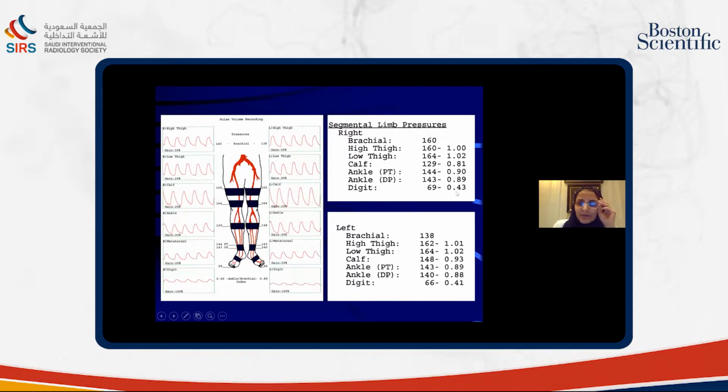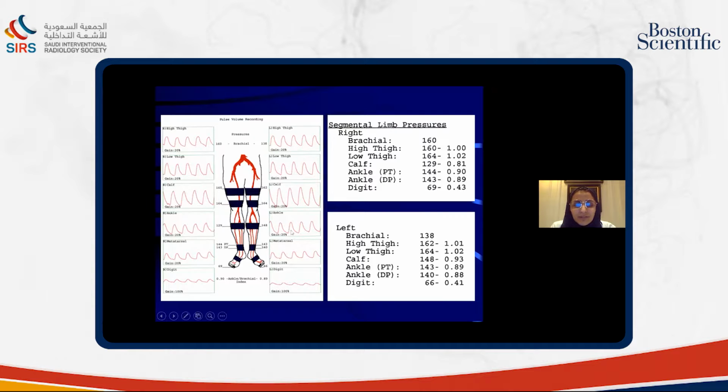If we want to compare it with the pressure here, for the left side, we have a drop in the pressure, I think below the thigh, in this area here. So the pressure at the calf is 148 compared to 160. So we start to have disease. We can see it either in the calf or above the area of the knee, and above the calf.